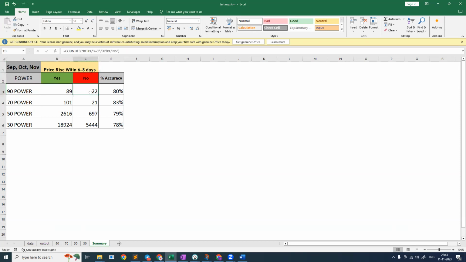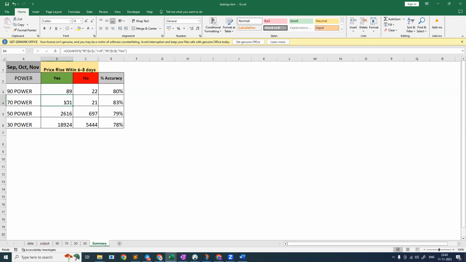And there were 22 of them which did not perform immediately within the 6 to 8 days window, which means if I have to calculate the accuracy, it is still 80%. Now, trying the same analogy for the 70 power, we see there were different numbers for 70.